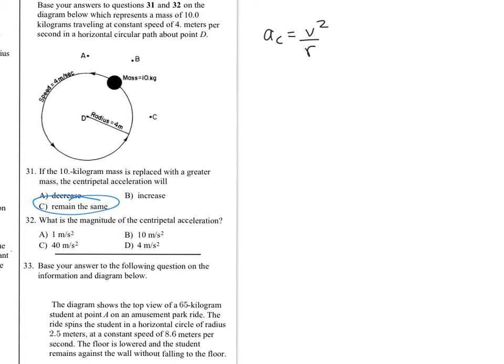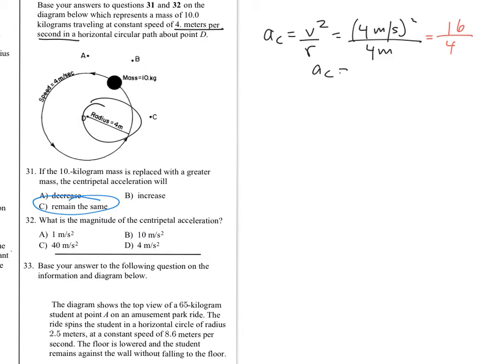Number 32 asks for the magnitude of centripetal acceleration. So we can just plug in our values. Our velocity is, once again, 4 meters per second, and our radius is 4 meters. Let's expand on that math. 16 divided by 4, our centripetal acceleration is just 4 meters per second squared. Choice D.